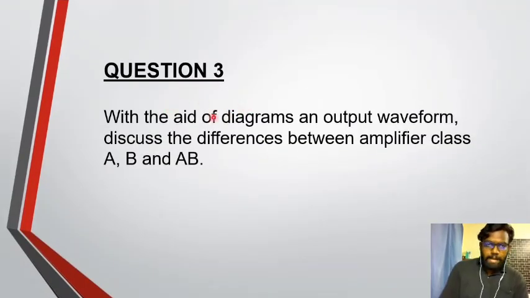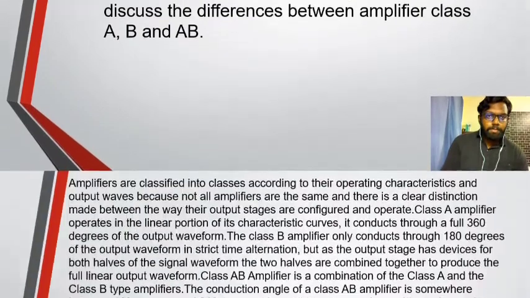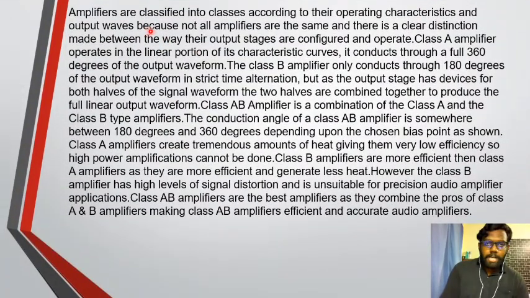The question I chose is question 3. With the aid of diagrams and output waveform, discuss the differences between amplifier class A, B and AB. Amplifiers are classified into classes according to their operating characteristics and output waves because not all amplifiers are the same, and there is a clear distinction made between the way the output stages are configured and operate.